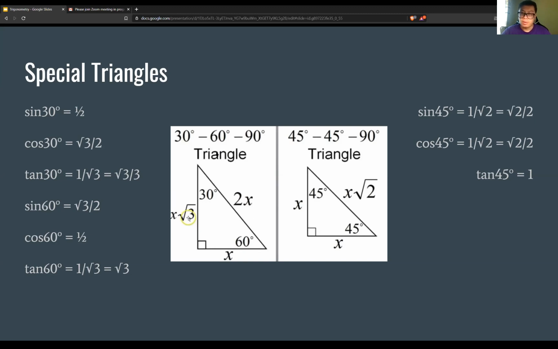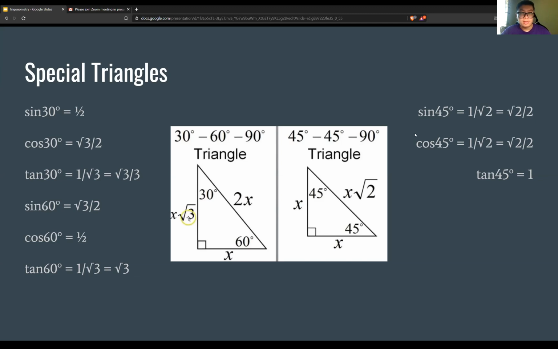And these triangles have special side length ratios. So you have, say, x at the bottom here, then x square root 3, and then 2x. This works for any real number value of x. And for the other triangle, you have x over here, x, and x times square root 2. This ratio will always work for any value of x as well.